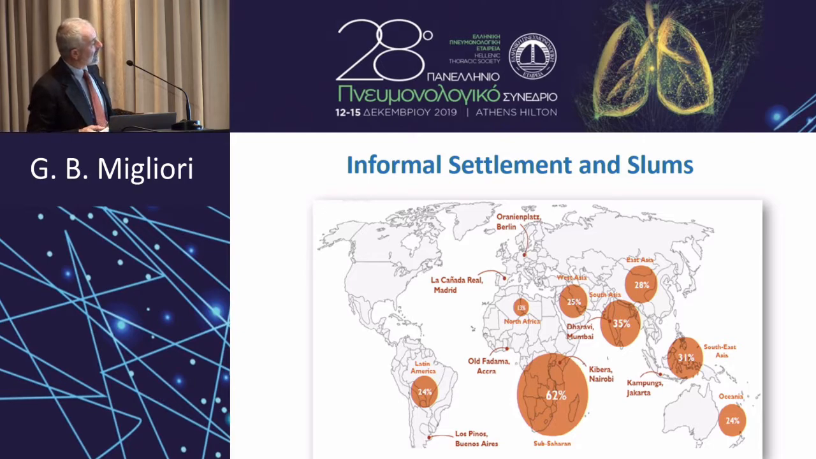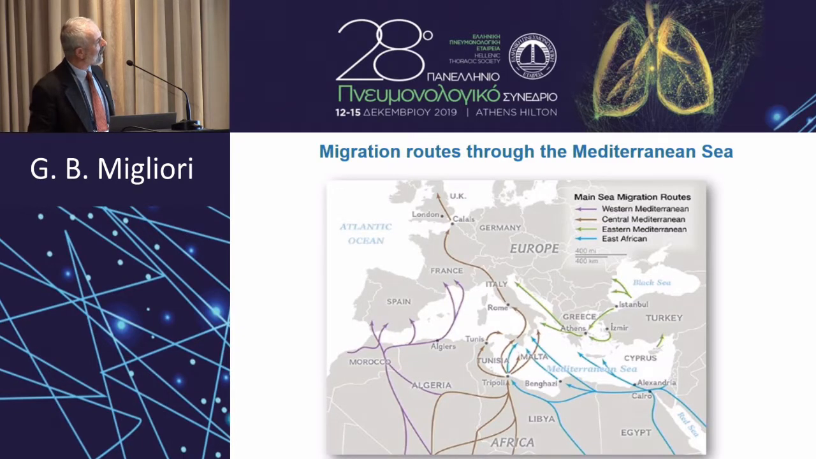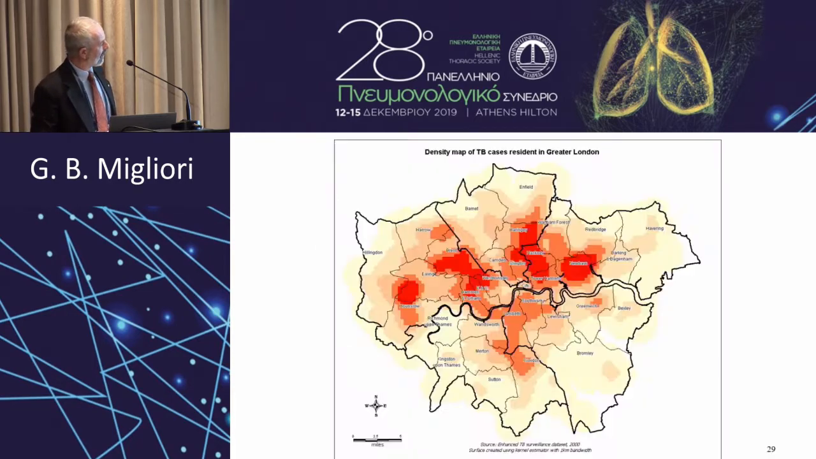So this is the situation we have in some parts of the world with informal slums and settlements on the routes for migration. Those are some of the transit cities in Africa. And those are the routes towards Europe, and those are the routes that pass to reach Greece, and even Greece and Italy and Spain, et cetera, to proceed to Nordic countries, to Germany, et cetera, where the majority of these migrants want to go.